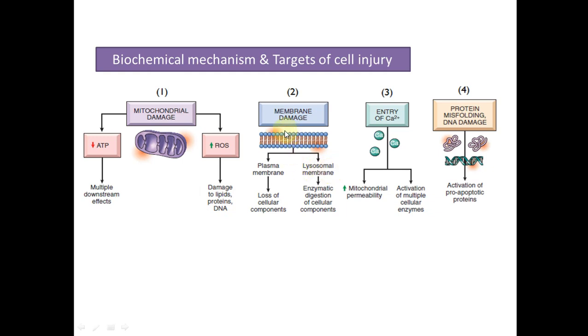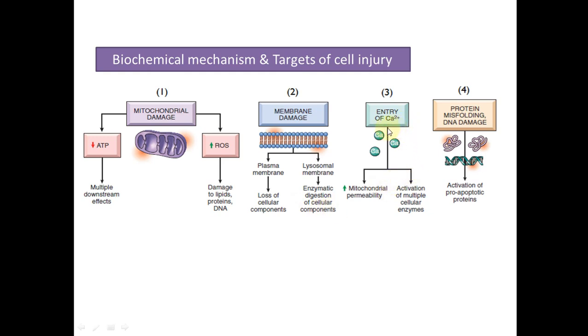Now, the second target of cell injury is membrane damage. This includes the cell plasma membrane and the membranes of the organelles like lysosomes, endoplasmic reticulum, and the nuclear membrane. When the cell plasma membrane is damaged, it will lead to the loss of cellular components. When the lysosomal membrane is damaged, various proteolytic and hydrolytic enzymes are released, and they will cause enzymatic digestion of the cellular components.